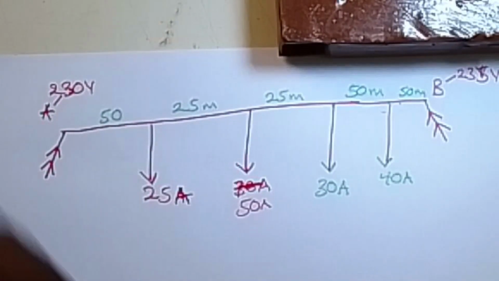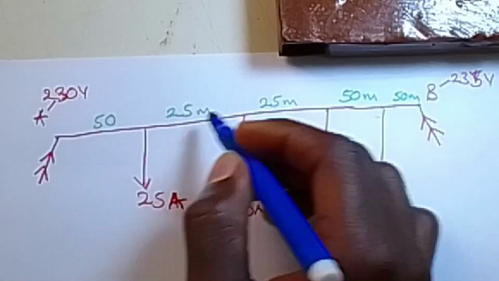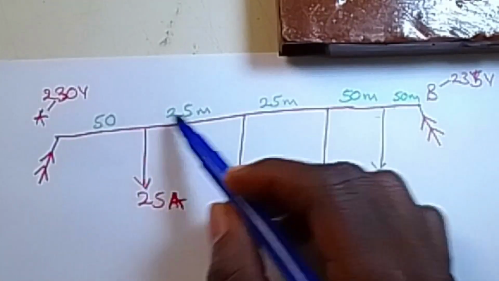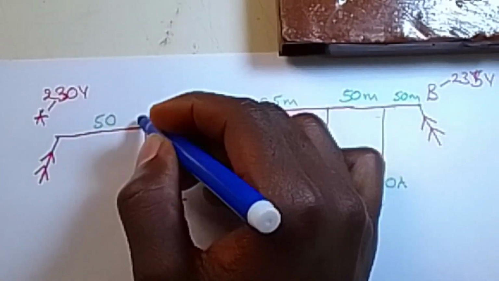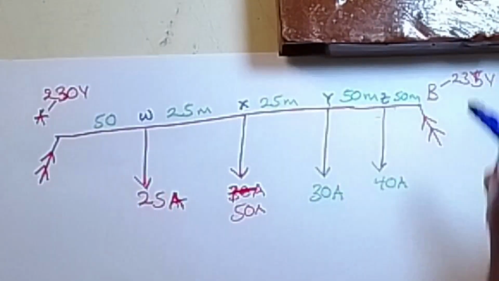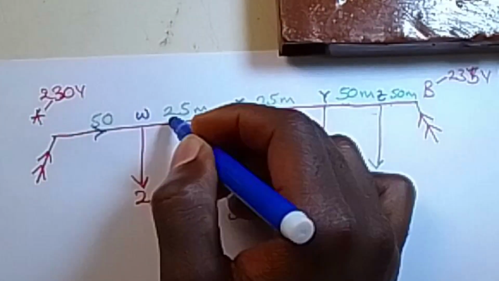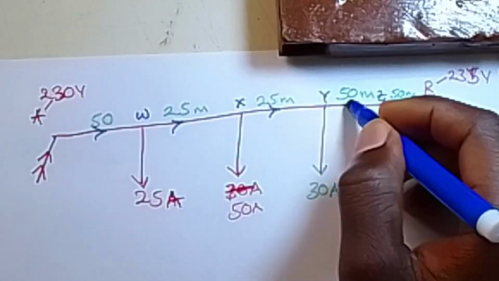Now, from that point, we need to calculate the various values of current flowing in each section. So how do we do that? To calculate the currents, let us first name these points here. We can have this to be W, X, Y, Z, like that. Now we can have currents flowing in these particular sections.